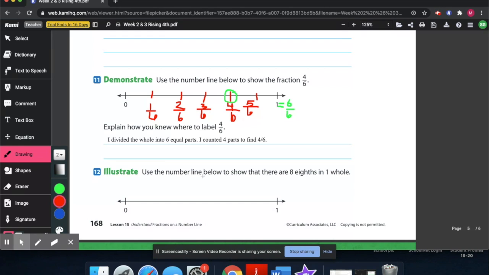Use the number line. Okay, well, the number line is obviously below. So I'm just going to highlight it because I know they want me to mark it on a number line. To show that there are 8 eighths in one whole.